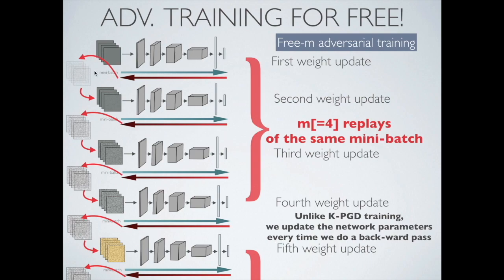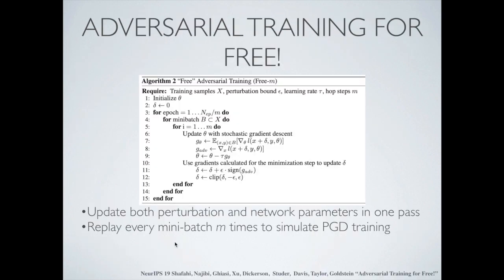After the m replay steps are over, we add the perturbation computed on the last replay step of the previous mini batch to the next mini batch. Note that this perturbation is acting as somewhat of a random perturbation. And again, using this next mini batch, we do m replays and m forward and backward passes, and every time we simultaneously update the perturbation and also the network weights. So adversarial training for free benefits from the fact that we're updating both the perturbation and the network parameters in one pass simultaneously. It only has one hyperparameter, this replay, and this replay is somehow simulating the K steps of PGD adversarial training.